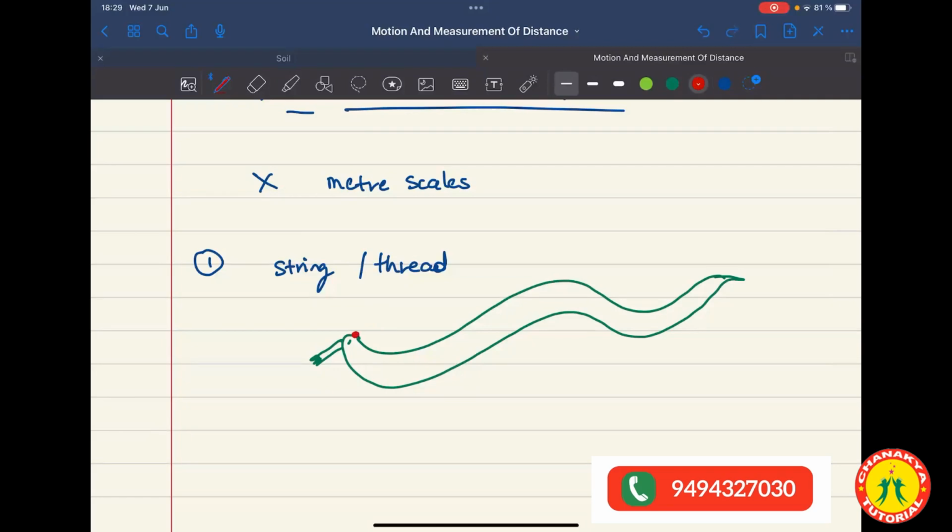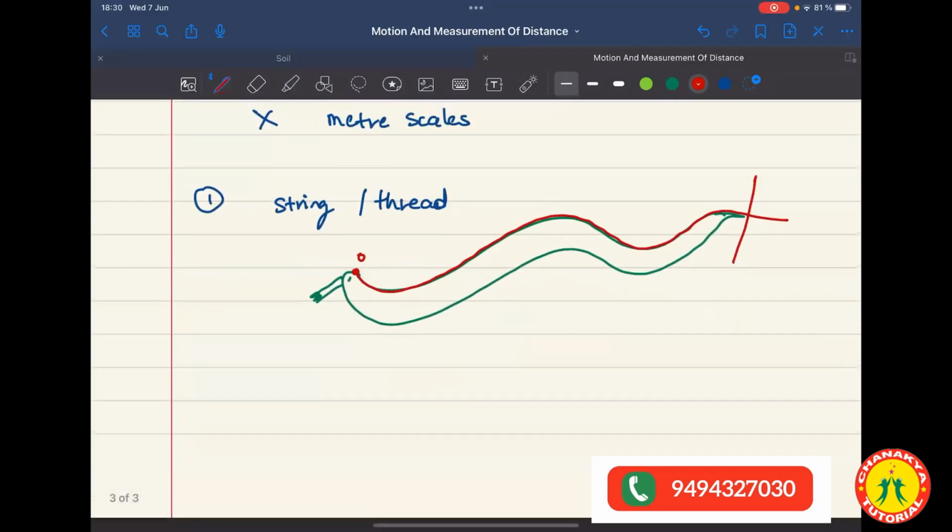Why should we place it on top of the object, to avoid what? To avoid zero error. We can't keep it away anywhere in the air, it's going to make an error. Now you're going to just place the thread, and you know that it ends here. You're going to cut the thread off here.